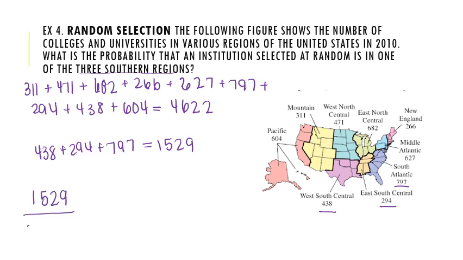1,529 over 4,622. And when we divide that in the calculator, we get 0.3308. So if we wanted to write that into a percentage, which we don't have to, would be 33%.